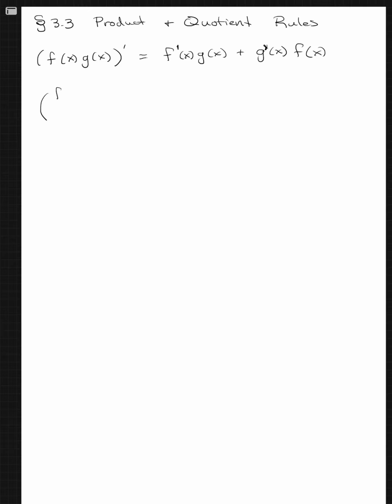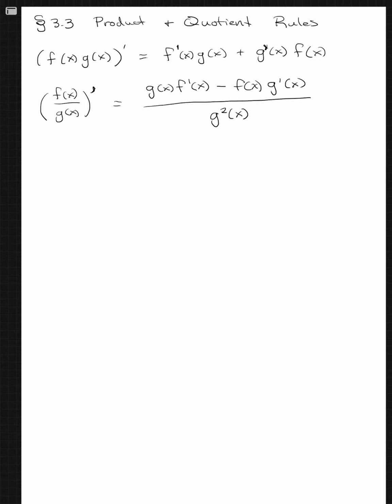Right? And then we have the quotient rule, which says that if we have f of x divided by g of x, and we want to take the derivative of it, that is going to be, and I'm going to do the very silly rhyme, which is the only thing that lets me keep it in my head, low d high, so the function on the bottom times the derivative of the function on the top, minus high d low, which is the function on the top times the derivative of the function on the bottom, over the square of low we go.